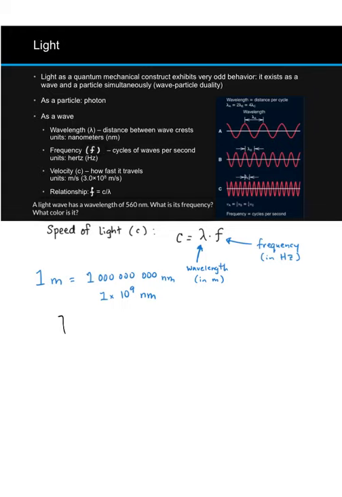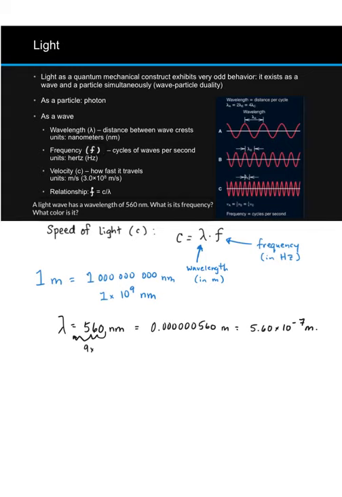Our wavelength is given as 560 nanometers. We know that there are 1 billion nanometers in 1 meter, so a nanometer must be a smaller overall quantity than meters. To get from nanometers to meters, we'll need to skip a decimal point to the left 9 total times. That allows us to say that this is 560 meters, or 5.6 times 10 to the minus 7 meters.